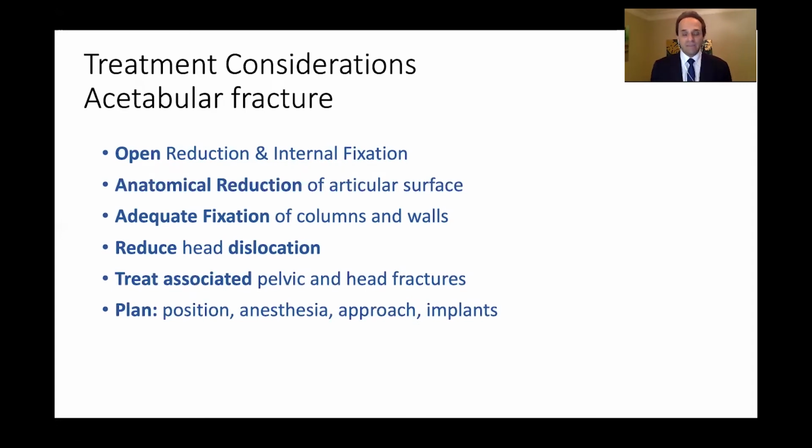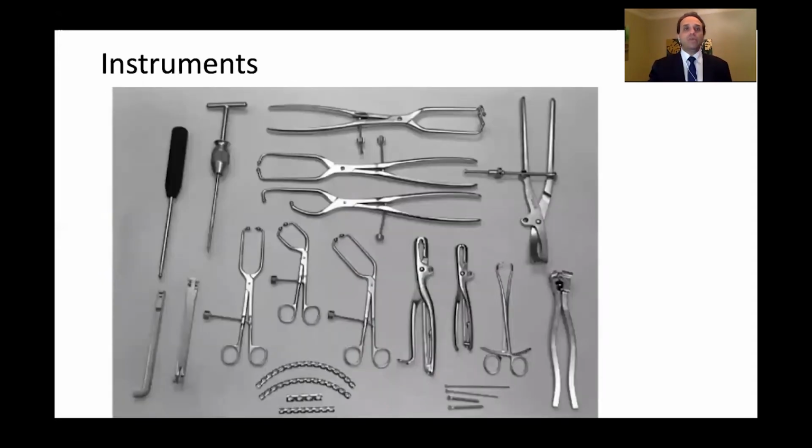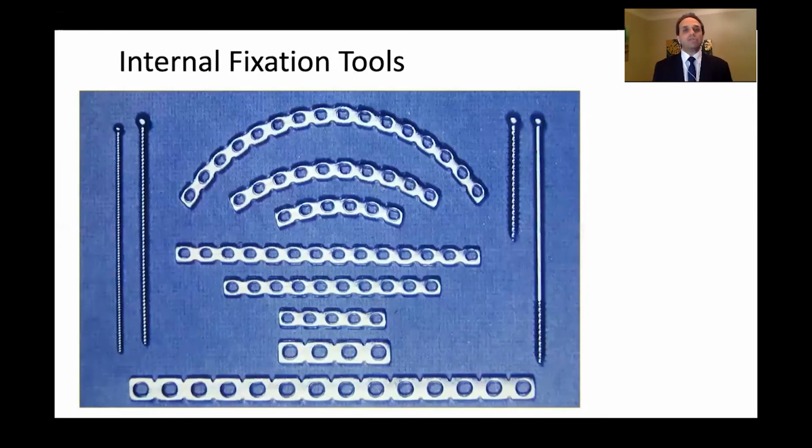So we need to plan the position of the patient, the anesthesia that we're going to use, the approach, and the implants. And that's very important. You will require these instruments, including Matta clamps, king tongue reduction clamps, pelvic reduction clamps, and bolt spikes. And you will require reconstruction plates, whether 3.5 or 4.5, straight or curved, with long screws, because you may need the long screws for column fractures.